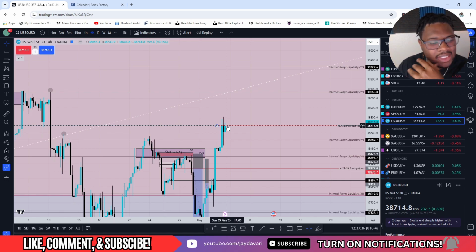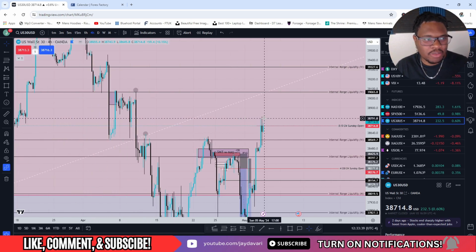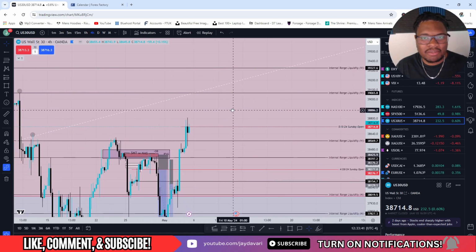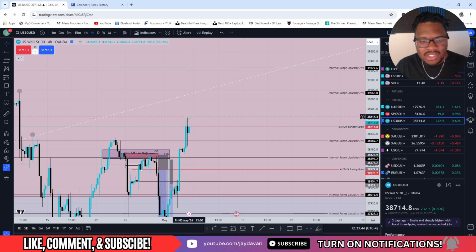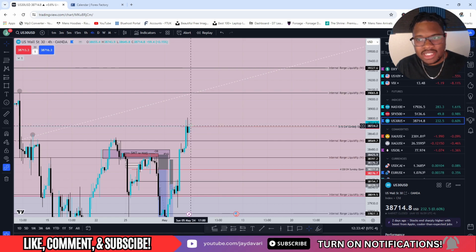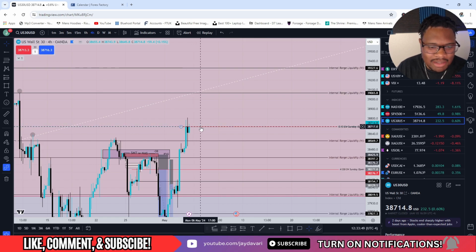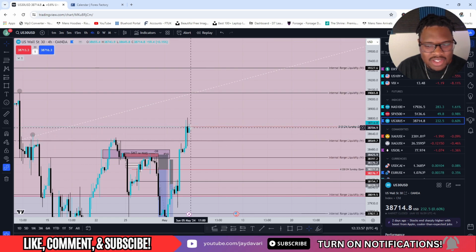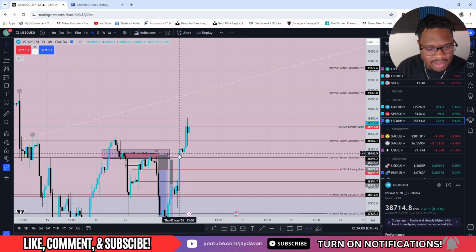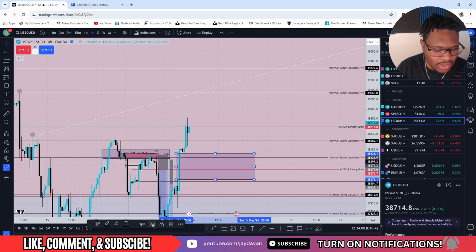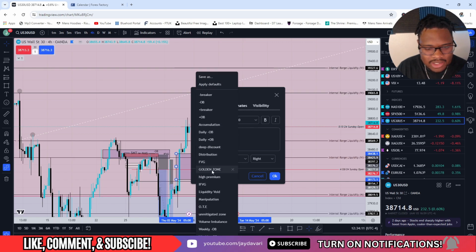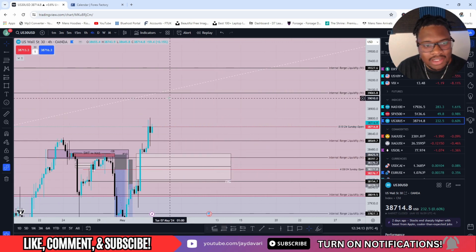So what my strategy is like, I mark out Sunday's opening price, and then if I'm bullish, what I want to see from Monday to Wednesday is any type of lows taken out on Monday. And as you see right here, we do have some lows resting below Sunday's opening price, and we also have a fair value gap right here, resting below Sunday's opening price. So if we want to see higher prices, ideally this is what I want to see happen.